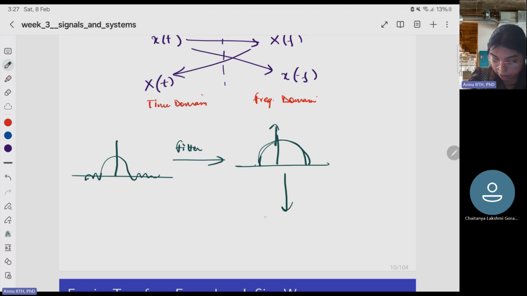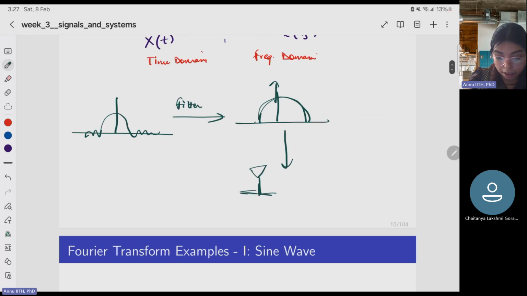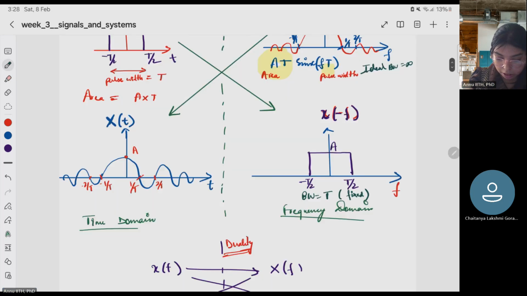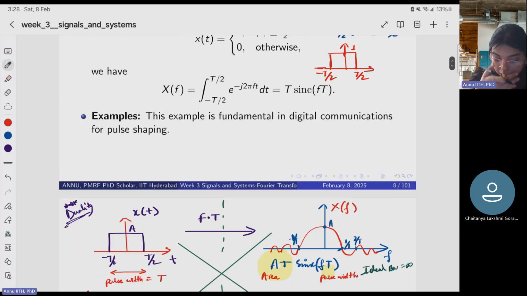And we finally transmit it to antennas. Because this has a finite bandwidth, we are concerned about this. So this was all about that. This example is fundamental in digital communication for pulse shaping. Very, very important for pulse shaping.